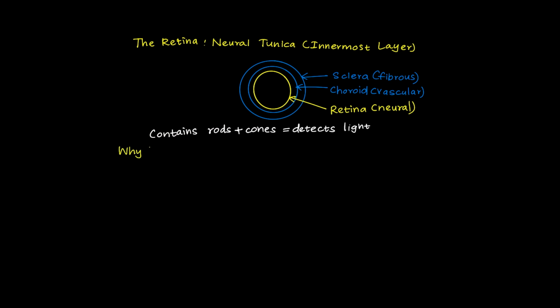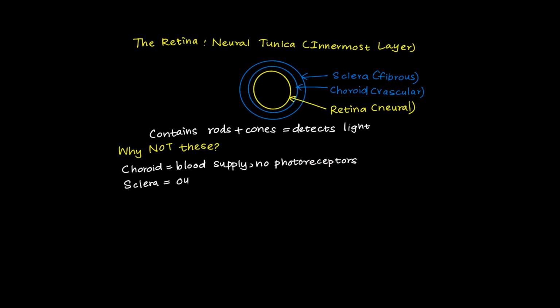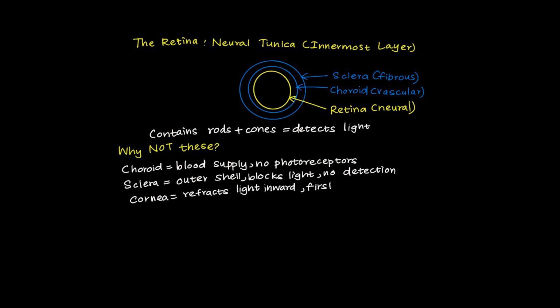The choroid is the middle layer, the vascular tunica, packed with blood vessels that supply nutrients and drain fluid. It doesn't detect light. The sclera is the outer layer, the white of the eye. It maintains shape and blocks stray light, but it has no photoreceptors. The cornea is the transparent dome at the front that refracts light inward. It's the first structure light hits, not the detecting layer at the back.